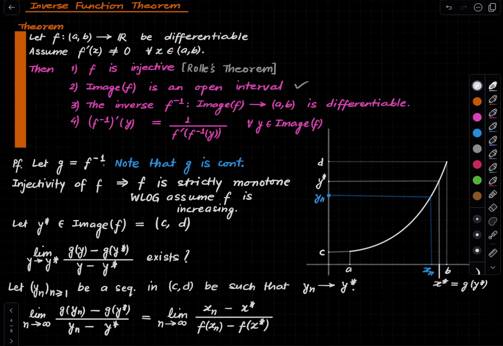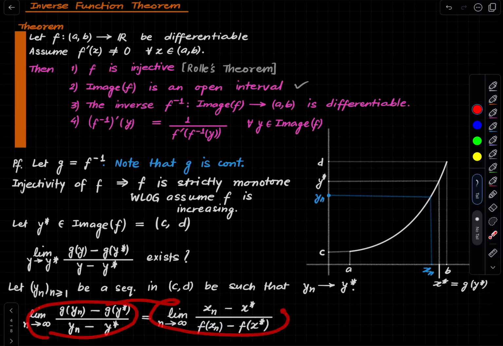Yeah. So we have done nothing. It's just xn by definition was g of yn, which is same as saying that f of xn is yn. F of xn is yn, or you can say g of yn is xn. Same thing. So we haven't done anything so far. But if you look at this thing inverted, if you make this the numerator and that the denominator, that limit exists because f is a differentiable function.